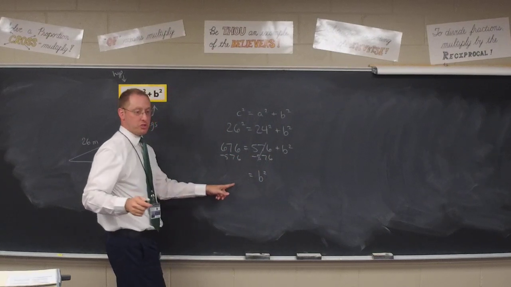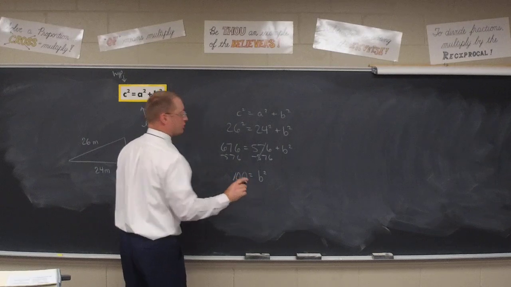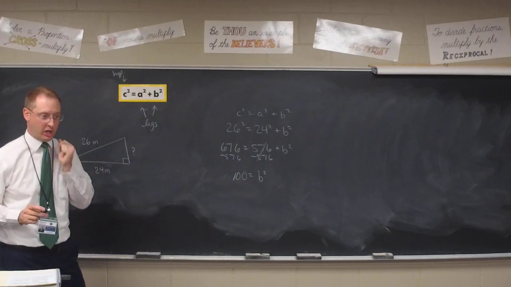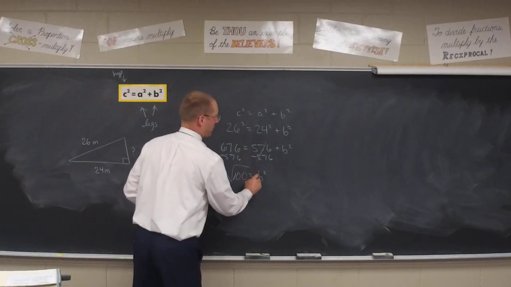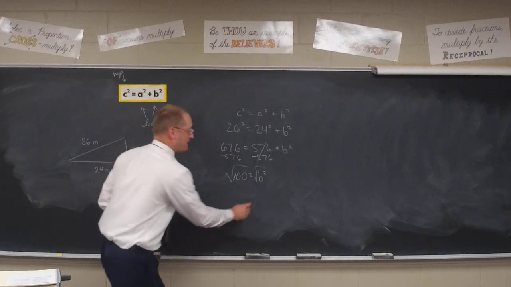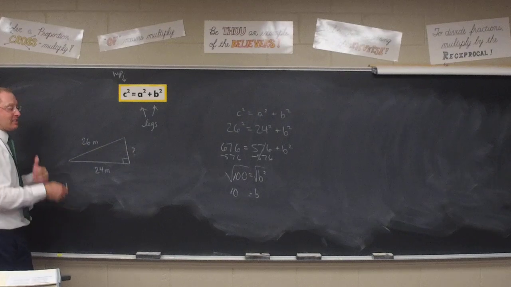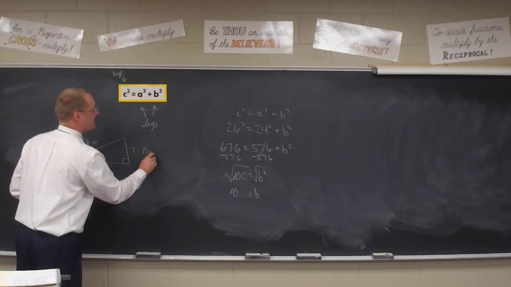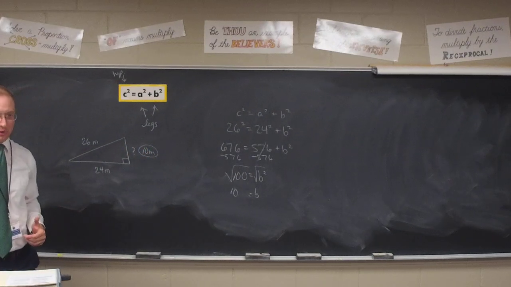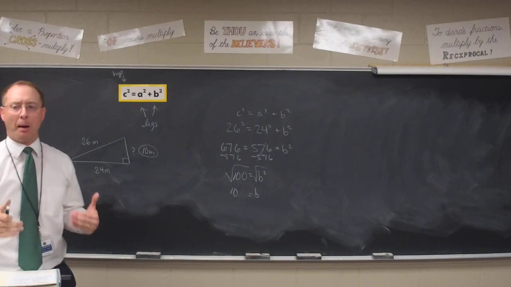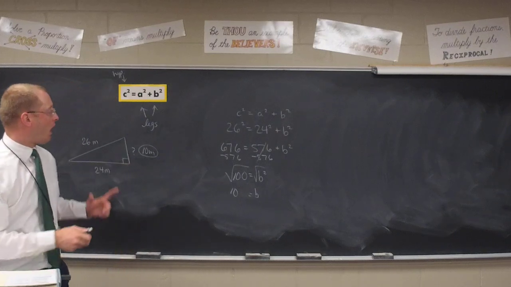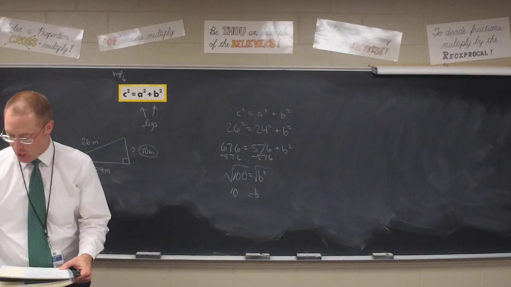What is going to give me B squared equals, class? 100. So what must I do to finish it out here, Luciana? Take the square root to get B equals 10. So what is this missing side going to be, class? 10 meters. Any questions on how the Pythagorean theorem works? And this is probably the most important application of a pure quadratic equation.